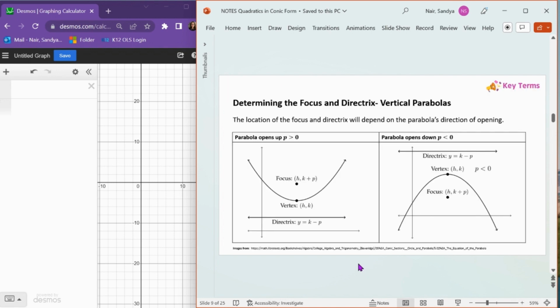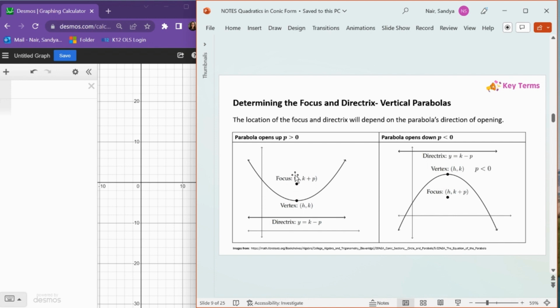So when we determine the focus and the directrix of vertical parabolas, it's going to depend on the parabola's direction of opening. Because you see, if the parabola opens up, the focus is going to be here, right? It's going to be within the parabola, and the directrix is going to be on the outside. So we're going to use these formulas to determine the focus and the directrix.